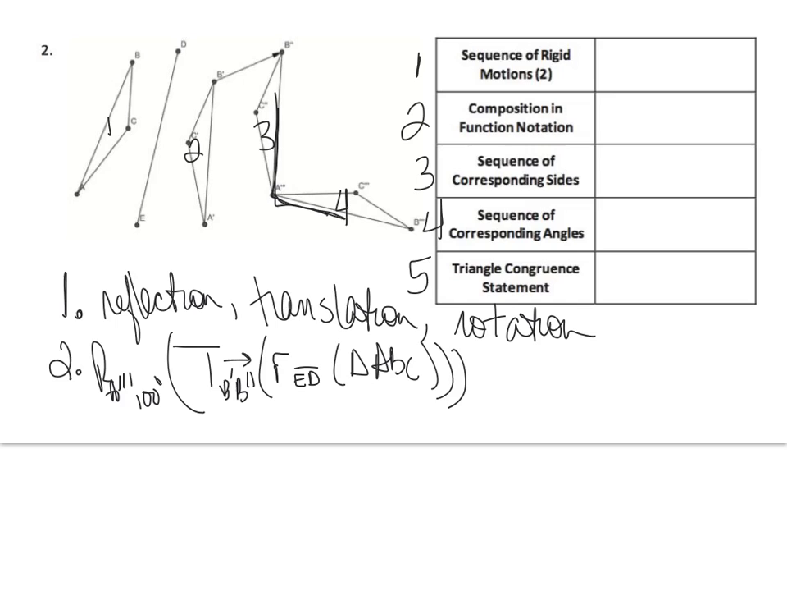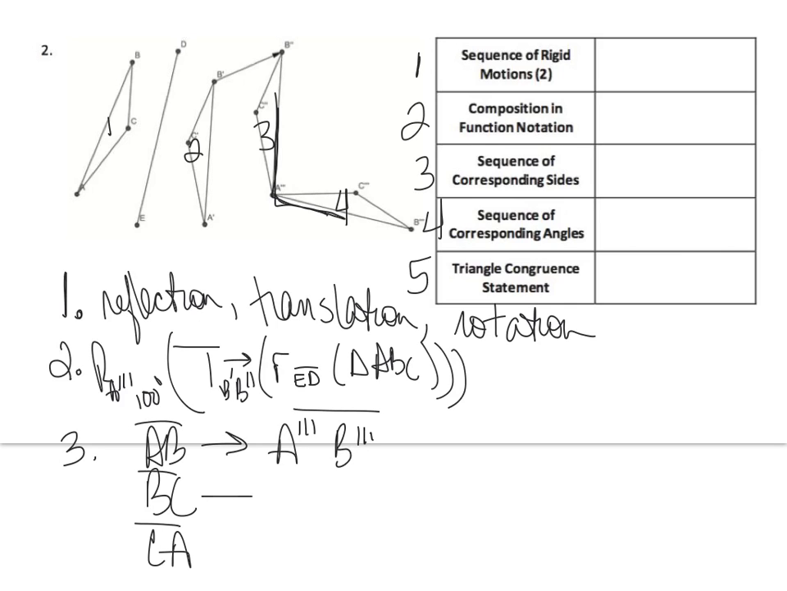3, sequence of corresponding sides. We'll get this one on this page, and then we'll move to a new slide. I always list them first. AB, BC, CA. These are all segments, and they move to, pretty simple, B triple prime, C triple prime, and C triple prime, A triple prime. Very cool.